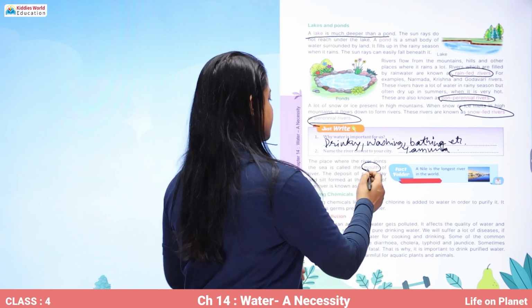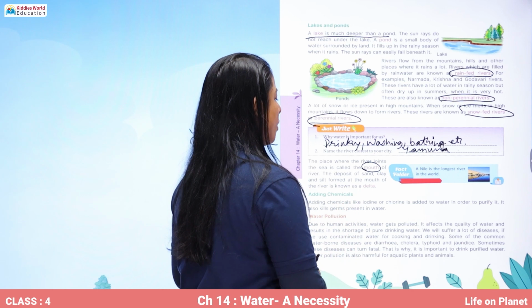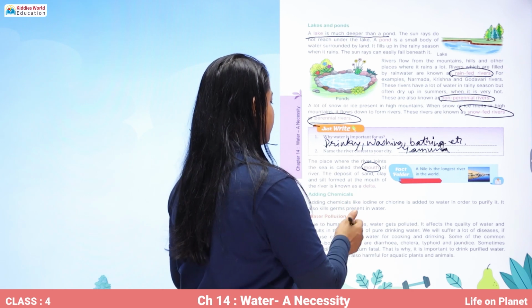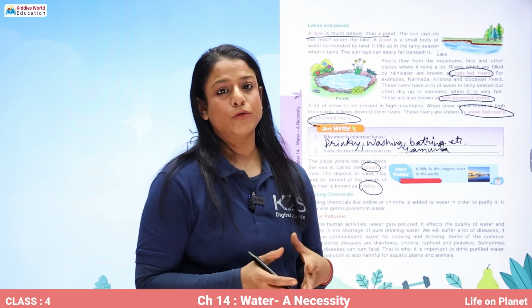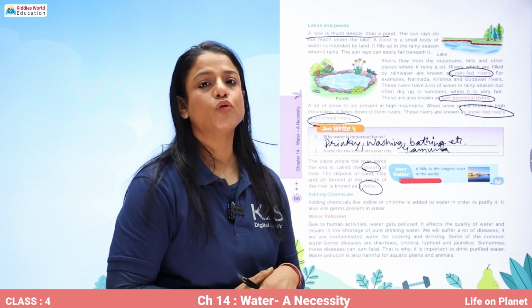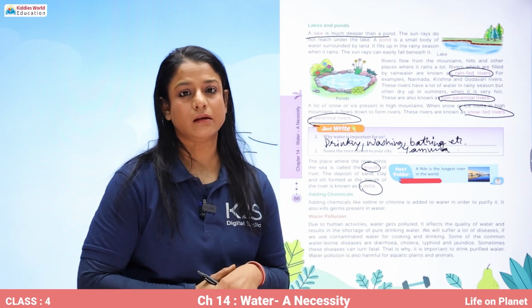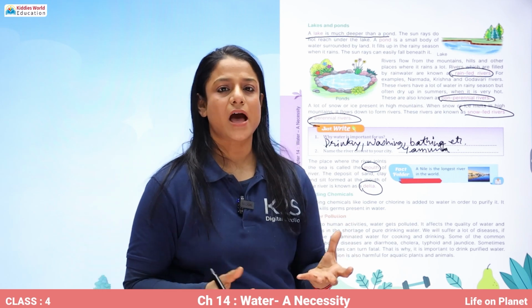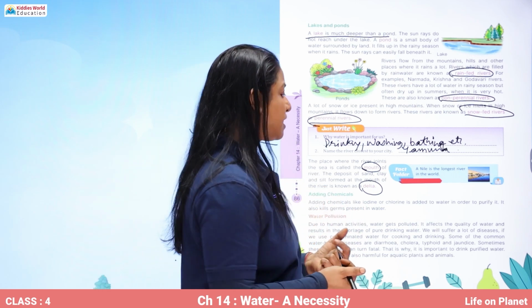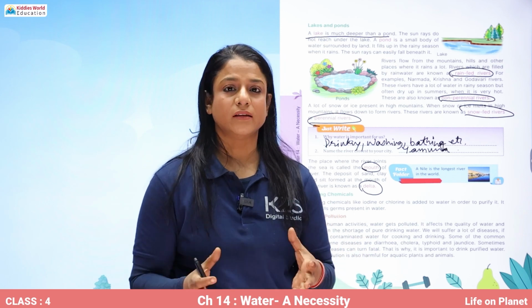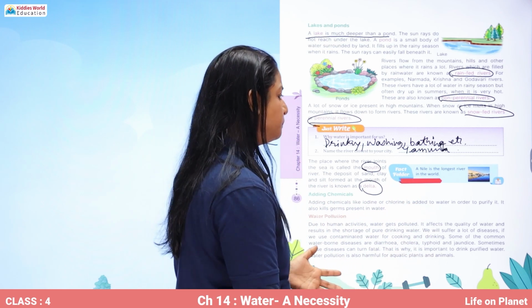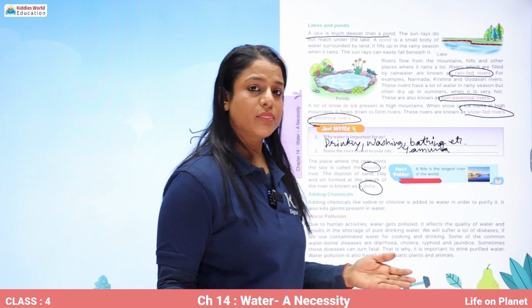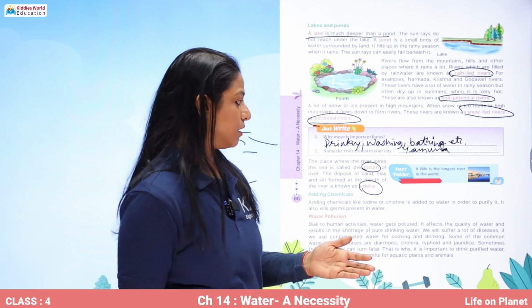The deposit of sand, clay and silt formed at the mouth of the river is known as delta. Okay. So at the mouth of the river, before going to the sea, there is a lot of sand, a lot of clay and silt which is formed over there. It forms a kind of curved path which is called delta. Nile is the longest river in the world. It is present in Africa.